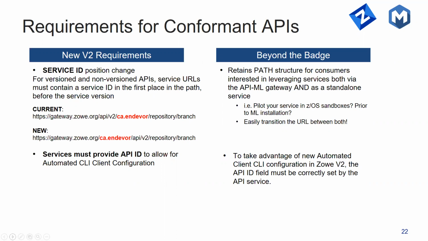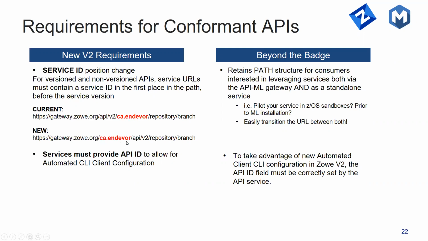So currently service ID in version 1 is supported in both the first and the last position in the path. And from V2, what we're asking is that it should only be in the first place in the path. If you look at the example that I've got there for CA Endeavor, you can see how that service ID, CA Endeavor, has actually moved from the last position to the first position.